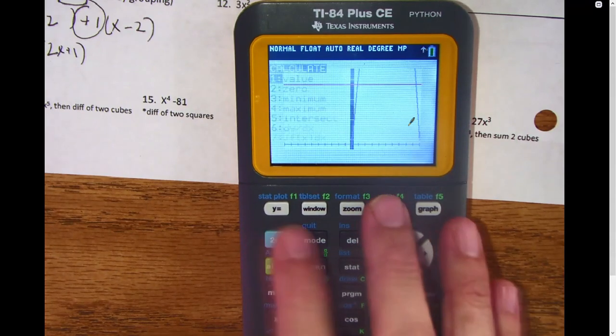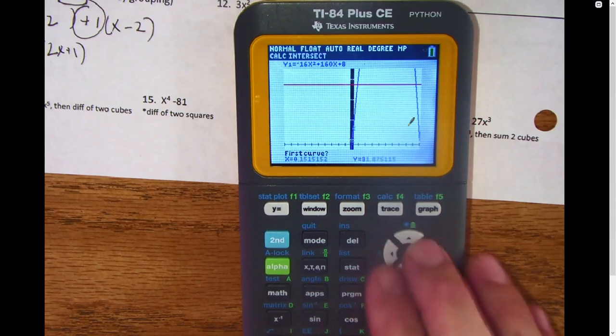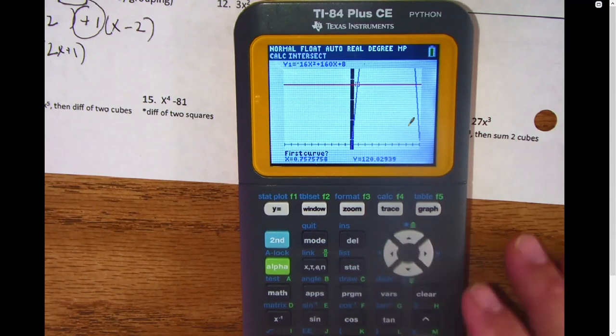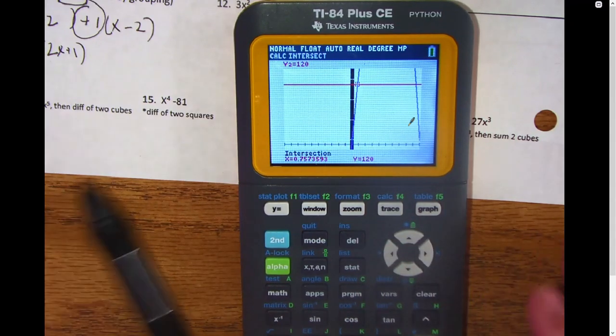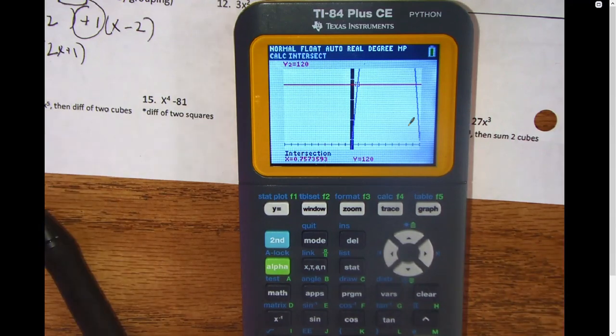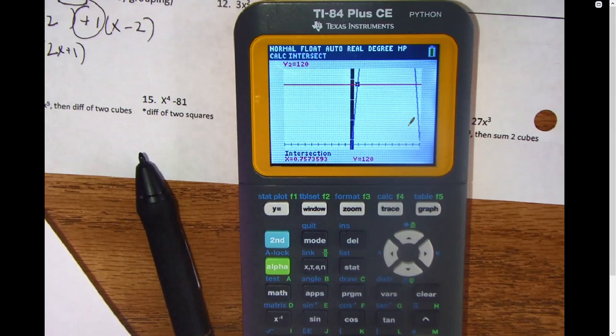So I'm going to hit second trace 5. I'm going to get that intersection on the left. Enter, enter, enter. It's a decimal, so I need to write that down real quick so I'll remember it. It was about 0.7574.